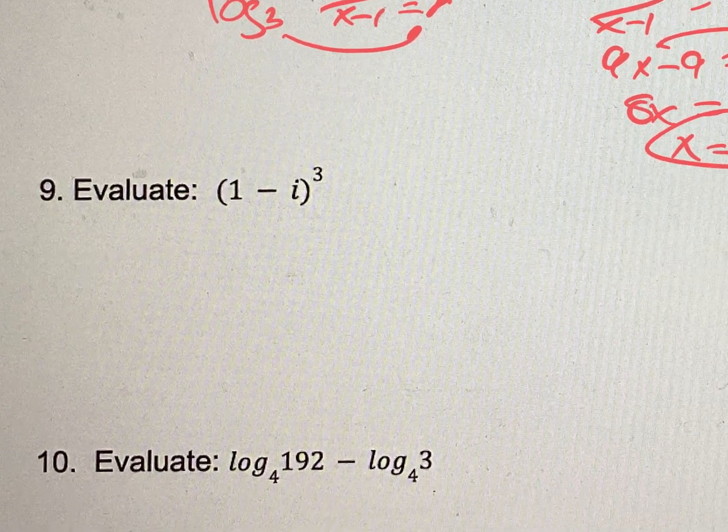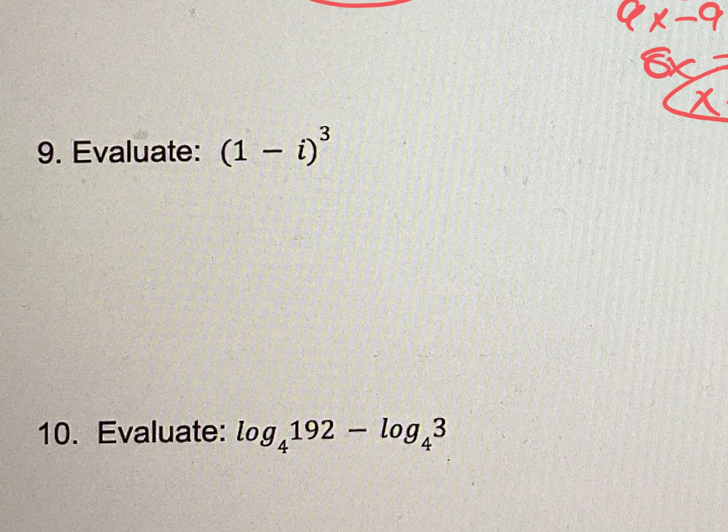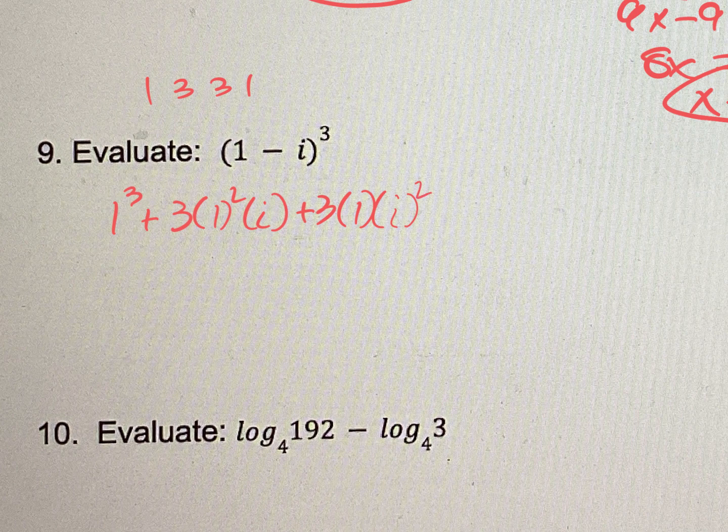All right, number 9. It's a cube. You know what we do. The coefficients are 1, 3, 3, 1. So I'm going to do 1 cubed plus 3 times 1 squared, i coming up. 3 times 1's first power, i second power. Then I have a minus i cubed. I forgot I was supposed to be alternating terms there, so that's a minus right there. Second mistake on the video. I'm doing great. Okay, so I got 1 minus 3i, that's going to be plus 3i squared and minus i cubed.